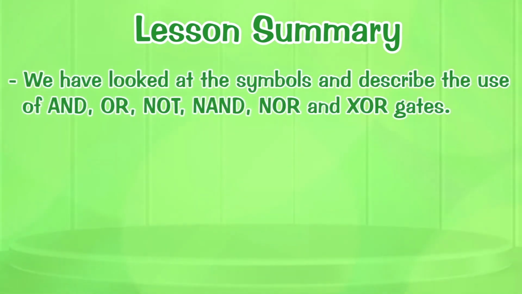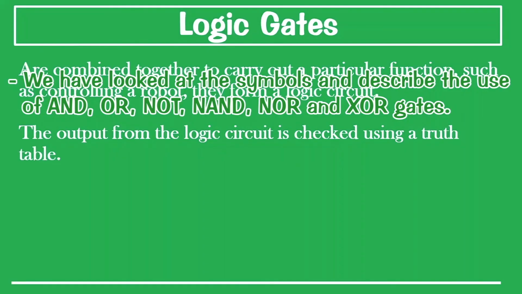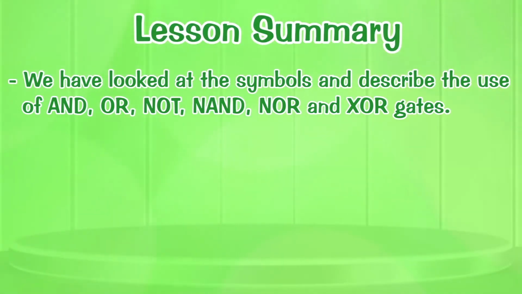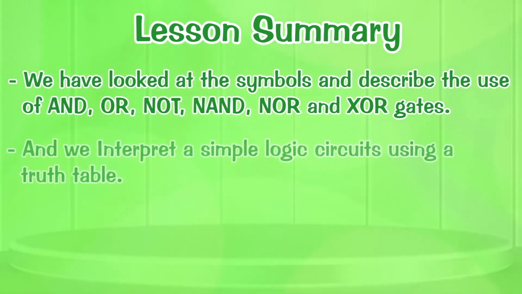Viewers, before we conclude our lesson, it's very important for us to look at what we have done. So far, we have looked at the symbols and described the use of AND, OR, NOT, NAND, NOR, and finally XOR gates. And we interpret symbol logic circuit using truth table.